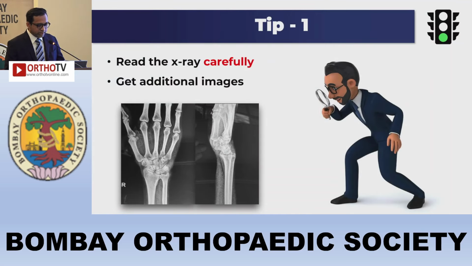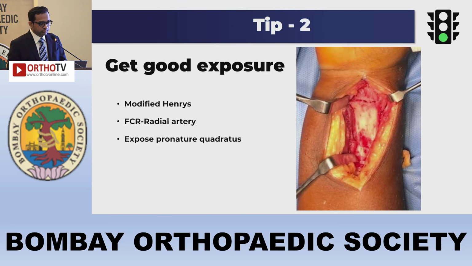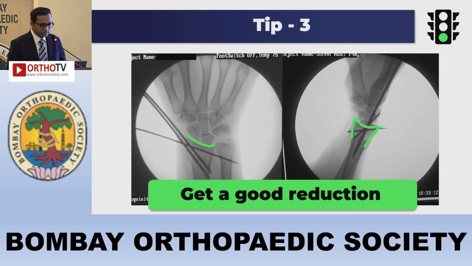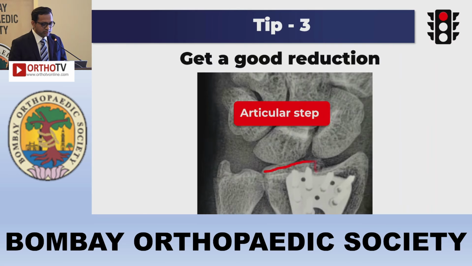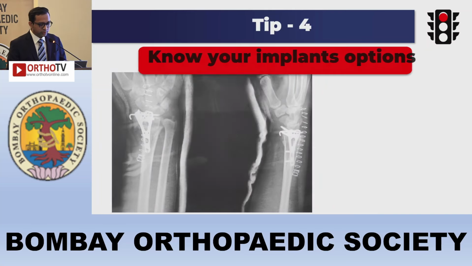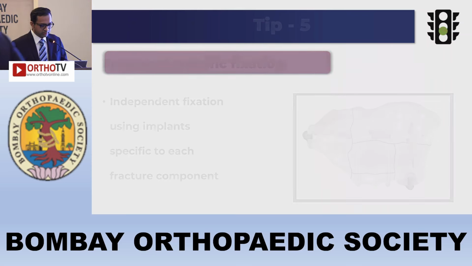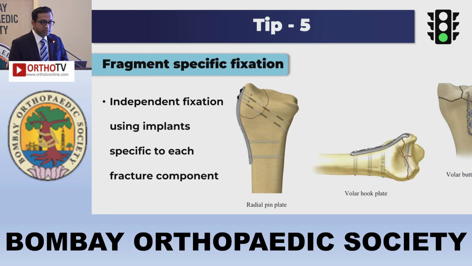So quickly, how to prevent the malunion? Get X-rays, get additional images if required. Know your approach based on your X-ray and CT configuration. Know your implants. Get a good reduction. Certainly, this is not acceptable. What implants are you going to choose? Don't put a volar plate as it is on the dorsal side. Big red flag. Use fragment-specific fixation if you have that type of fracture configuration.